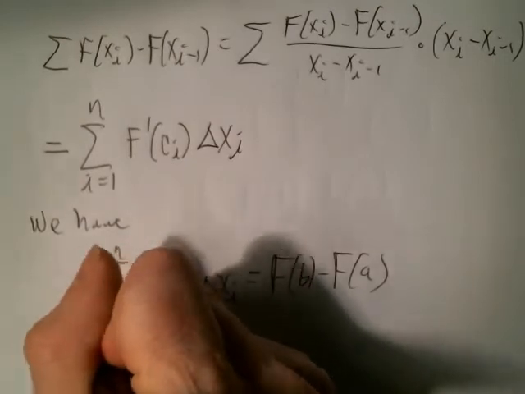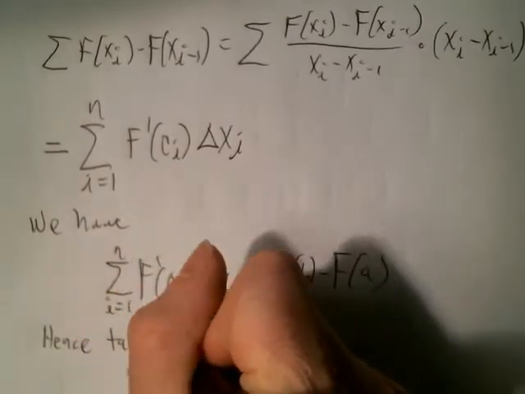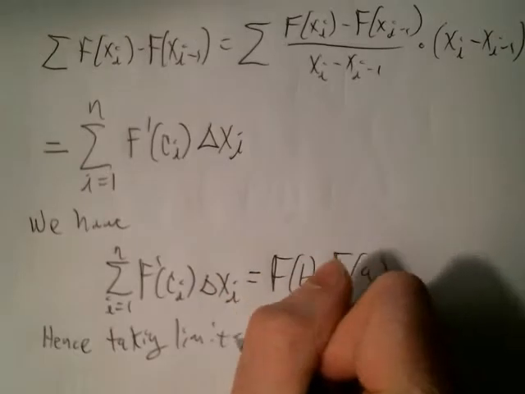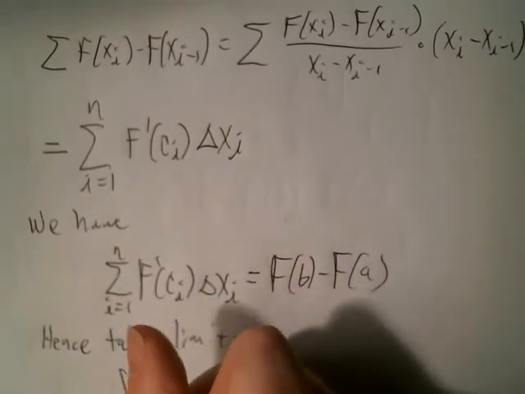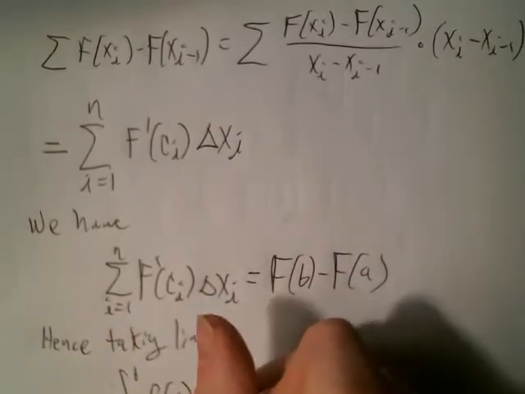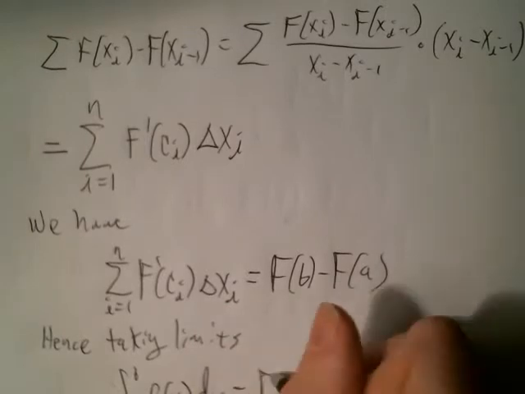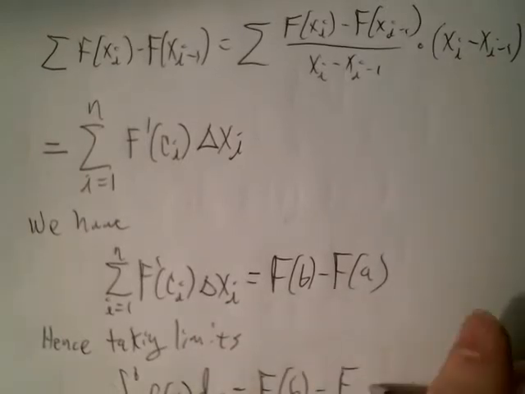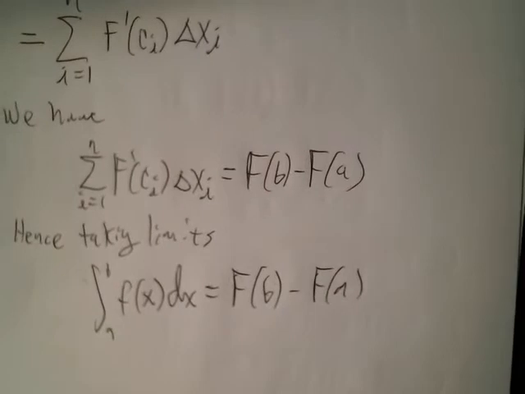Hence, taking limits, you have the integral from a to b of f of x dx equaling F of b minus F of a. So that's the spiel there.